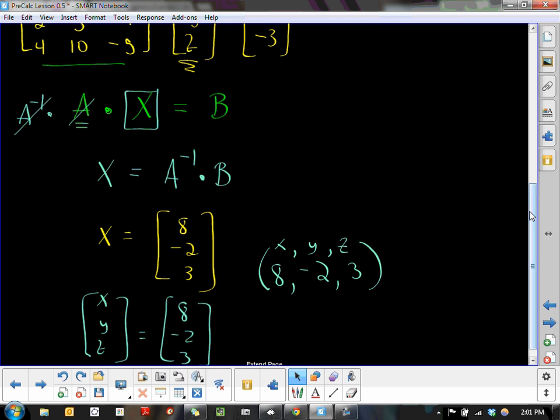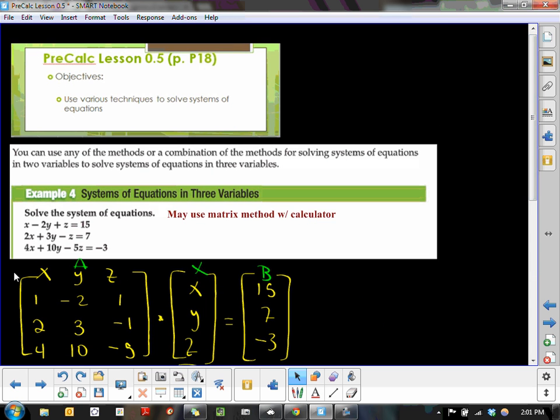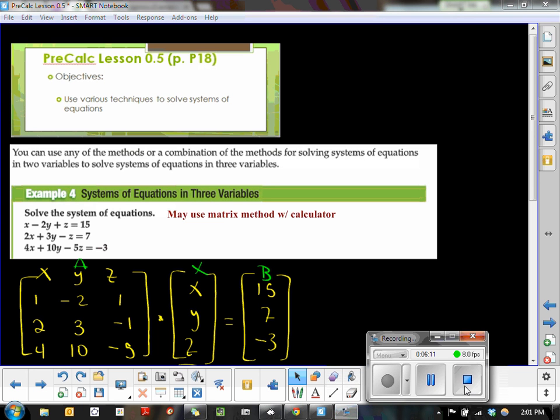So that's one review of using your matrix model to help you solve these 3x3 systems. That's basically what I'm going to have you do when I evaluate your skill on solving a 3x3. And like I said, that makes things a little bit easier if you can apply that technology.